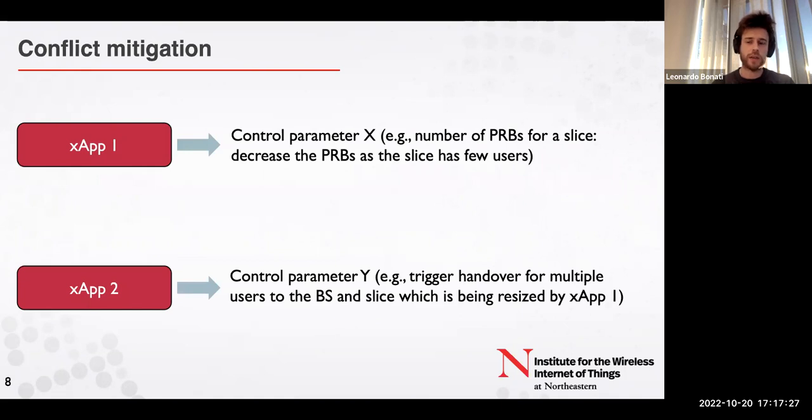As an example, we have one xApp, so xApp1, that can control a certain parameter, so the number of physical resource blocks, so the number of resources for a certain slice. And this xApp can decide to decrease the resources of the slice if the slice is not serving a lot of users. But then we can have another xApp that controls another parameter, which will trigger a handover of the cellular users if there's a slice that is being shortened in terms of resources, for instance, by xApp1. So this xApp, for example, can go in conflict, and so that's why we need to have some conflict mitigation component inside the controller.